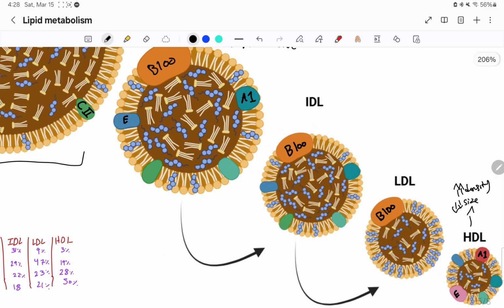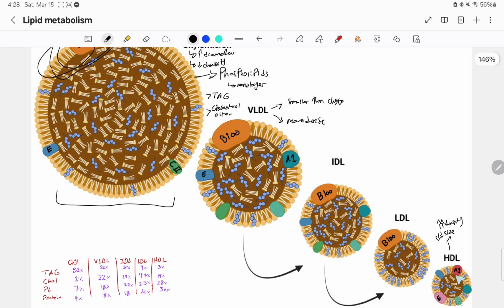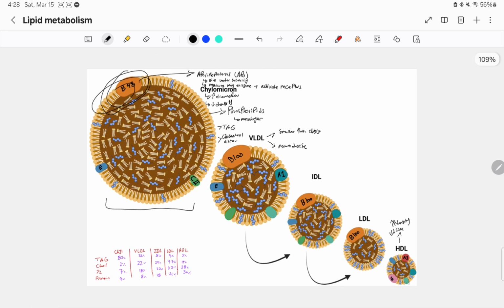The HDL is a little different. It has a characteristic protein called ApoA1. We'll talk about this guy a little bit more in detail later in the video, but it has the characteristic ApoA1 on it, and that's how you know you're looking at an HDL molecule. Now, with all of this said, what do each of these guys kind of do? Well, a chylomicron is involved in something called exogenous lipid transport. What the hell does that mean?